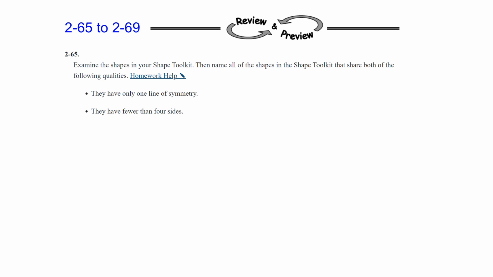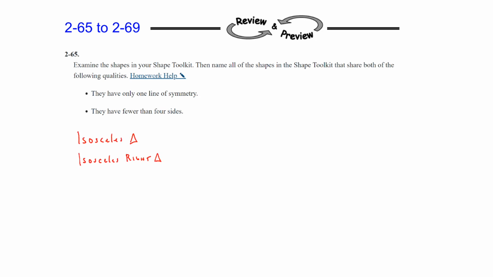And, once again, name all the shapes that have both qualities, one line of symmetry, and fewer than 4 sides. So out of the 16 shapes, there are 2. One is the isosceles triangle, and then more specifically the isosceles right triangle.